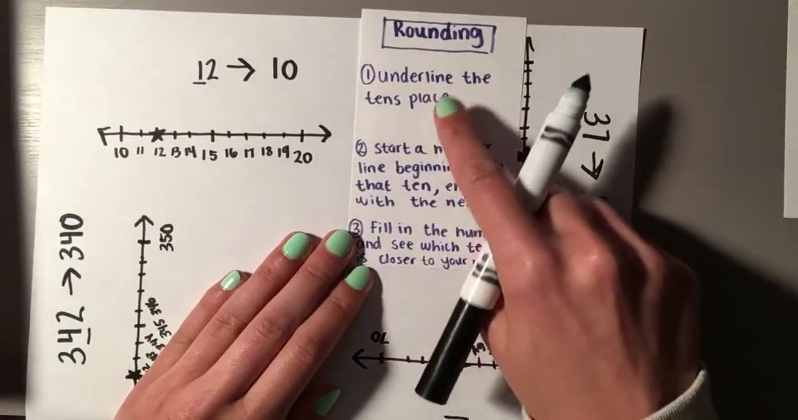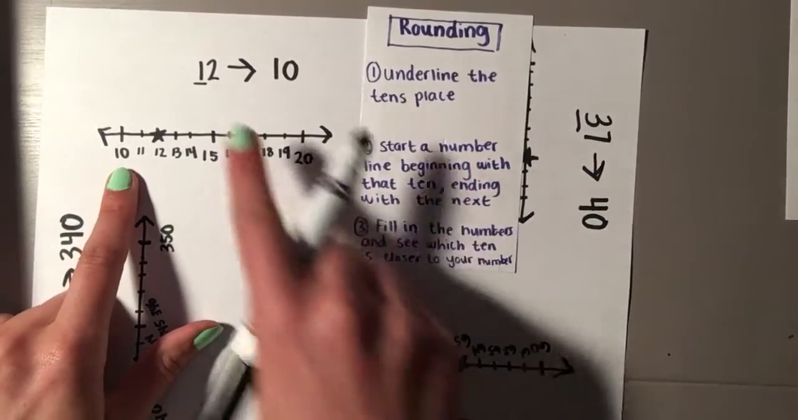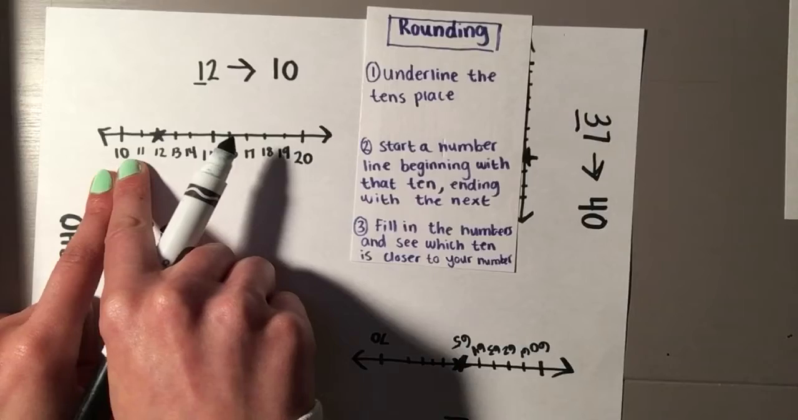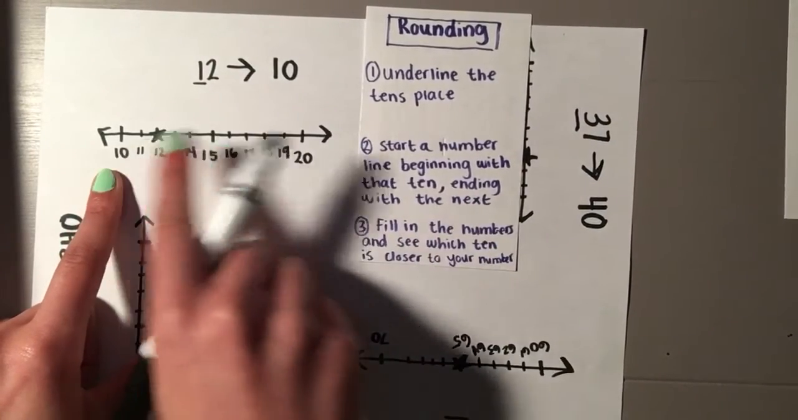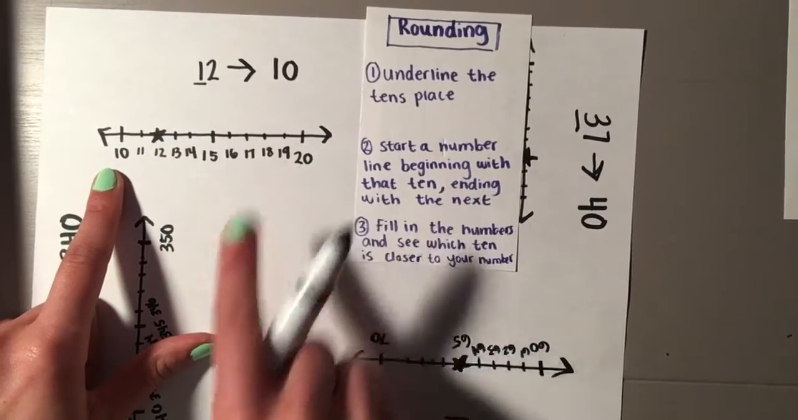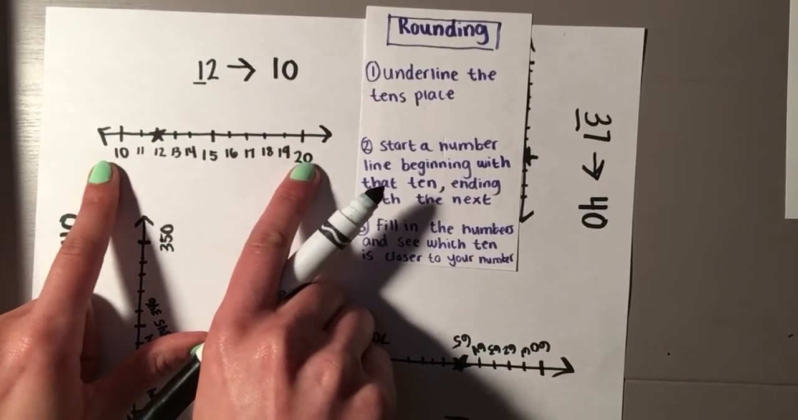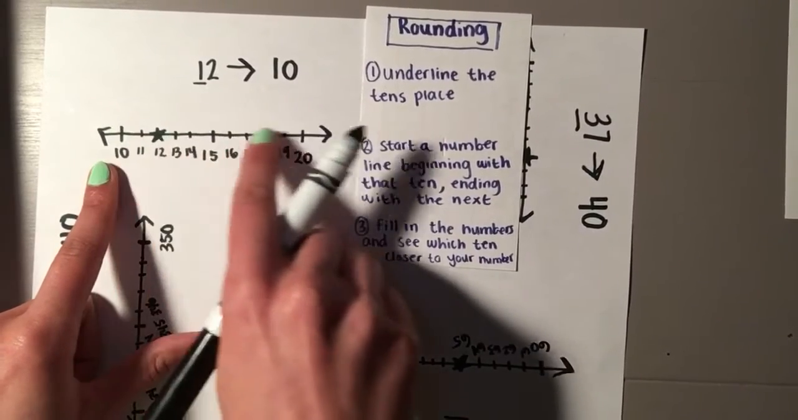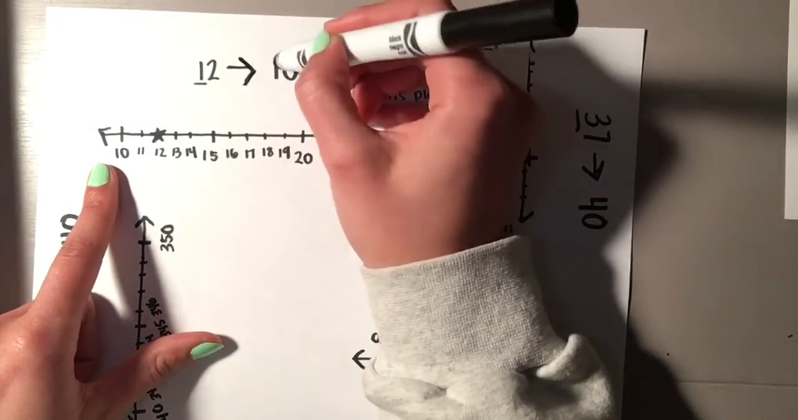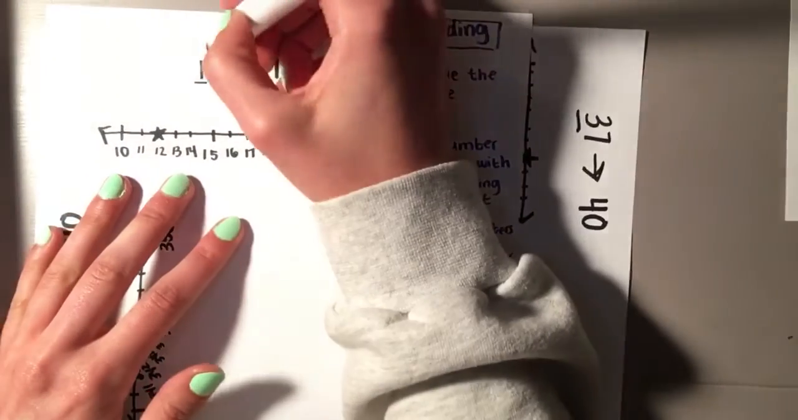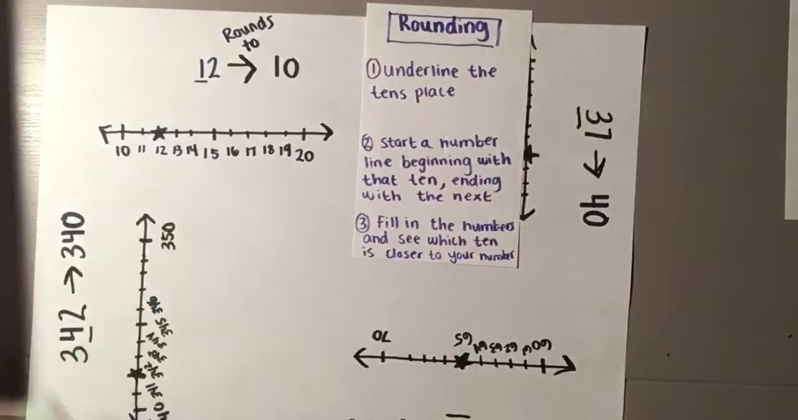Step 1, underline the tens place, which we did. Step 2, start a number line beginning with that 10. So a 1 in the tens place, that gave me a 10. Ending with the next 10. 10 more than 10 is 20. And then fill in your numbers. Use your eyes, which one is it closer to? Count the numbers in between if you need to. And then I just like to make an arrow saying what it rounds to. You could also say 12 rounds to 10.